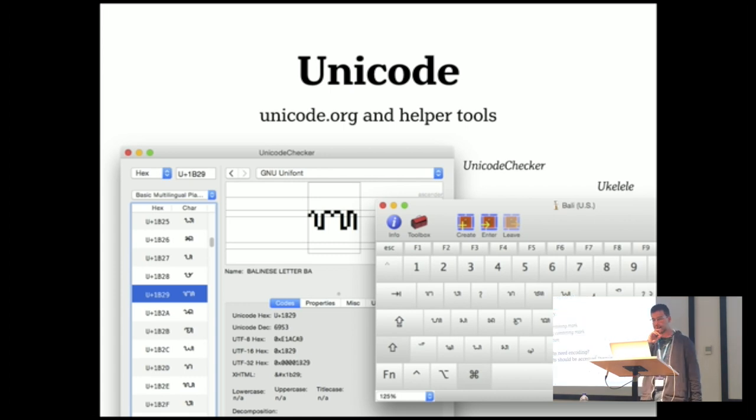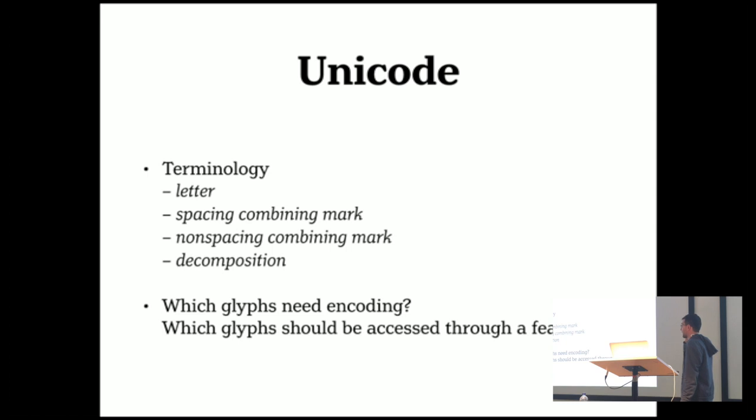Good. You should know what is a letter. Of course, everyone knows what a letter is, but what's a letter in Unicode terms? The difference between a spacing combining mark and a non-spacing combining mark. What is a decomposition? After this, you should be able to know which glyphs in your type design need an encoding and which don't, and which glyphs should only be accessed through an OpenType feature.